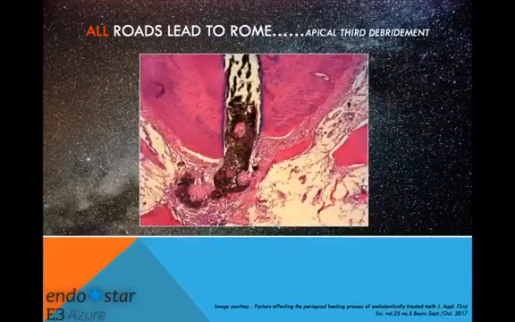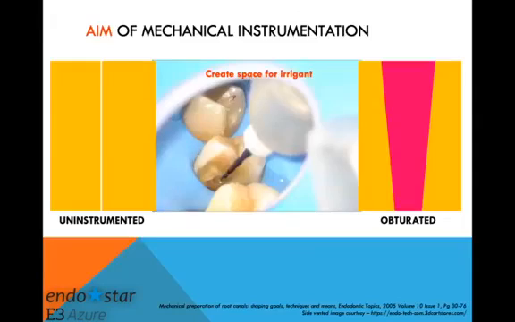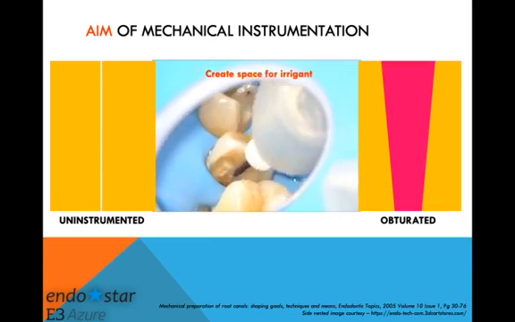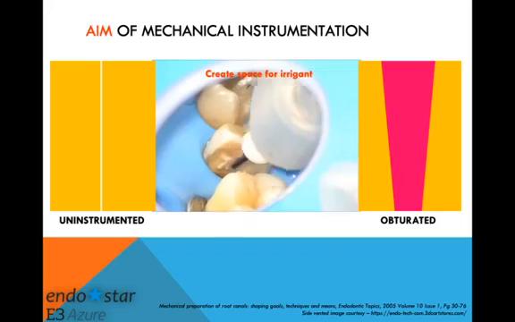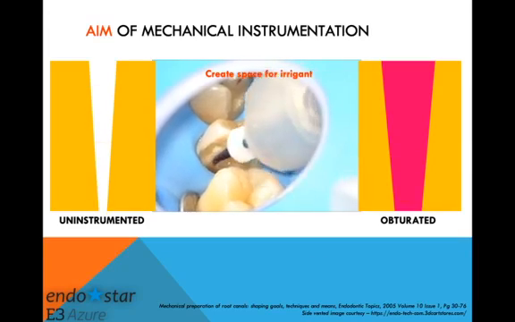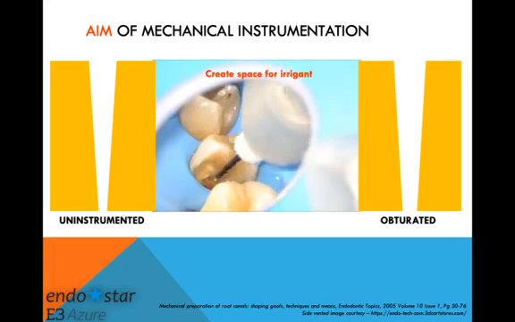Yes, as we all are aware, the apical third is one area which shows so much varied anatomy. There are apical deltas, there are lateral canals, and it has communication with the surrounding periodontal structures. So the entire bacterial niche is actually accumulated in the apical third. Therefore, to remove this, or to do apical third debridement, our ultimate goal is to do some kind of mechanical instrumentation.